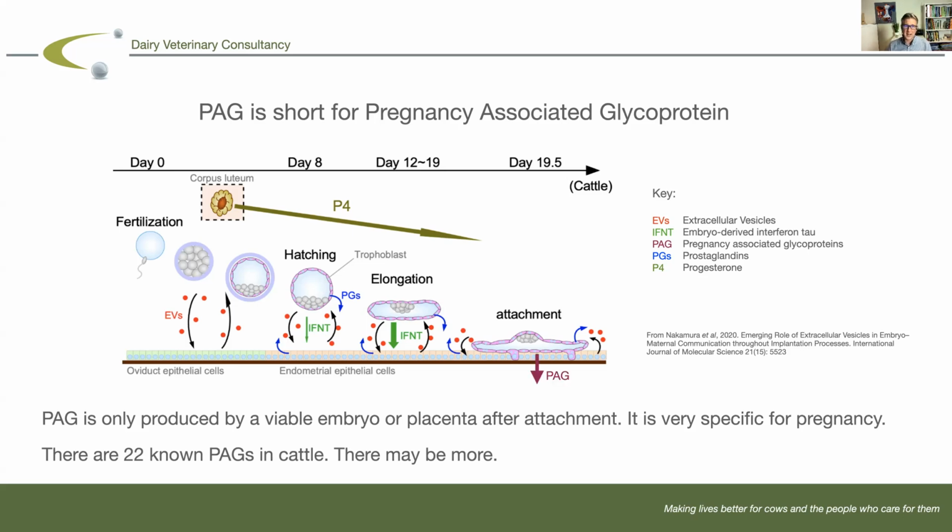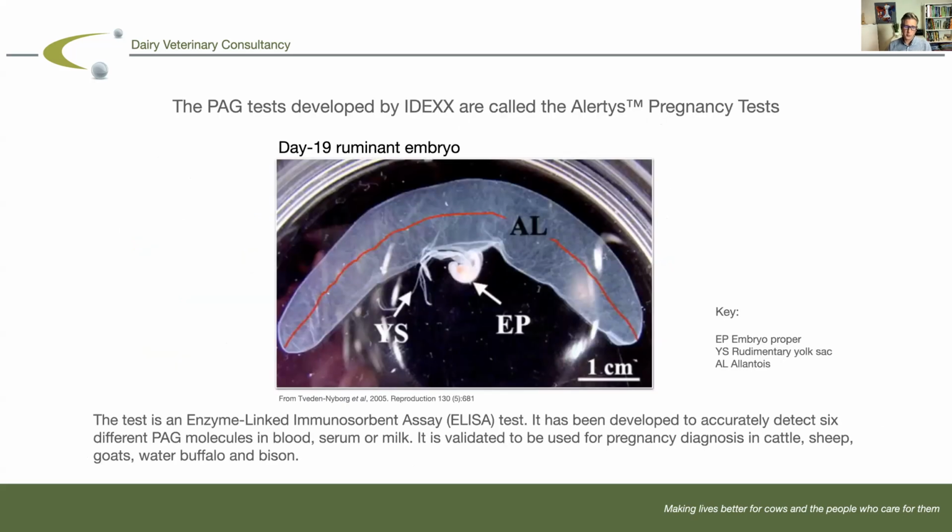The PAG test, which has been developed by IDEXX, is called the Alertys pregnancy test, and there is a range of those, and one of the other videos later on, one of the other slideshows, explains a little bit about the different tests in the range of Alertys pregnancy tests. It's an enzyme-linked immunoassay, otherwise known as an ELISA test, and it's been developed to detect 6 different PAG molecules in blood, serum, or milk, and it's validated to be used for pregnancy diagnosis in a range of ruminants, including cattle, sheep, goats, water buffalo, and actually bison too.